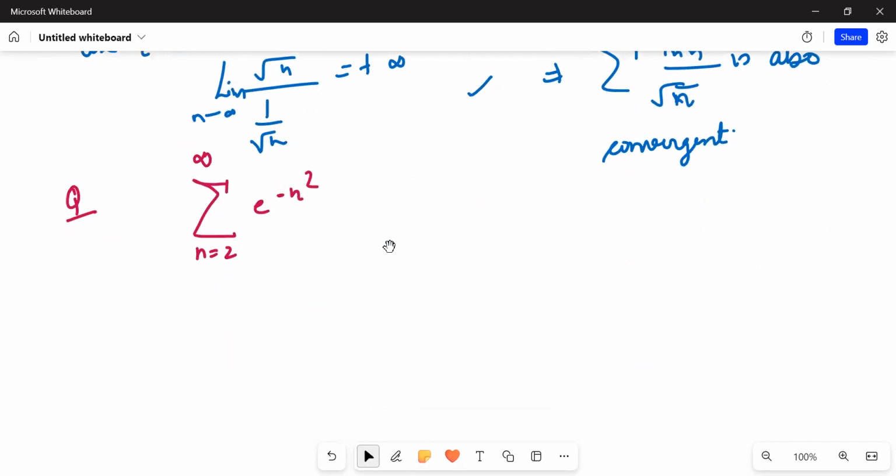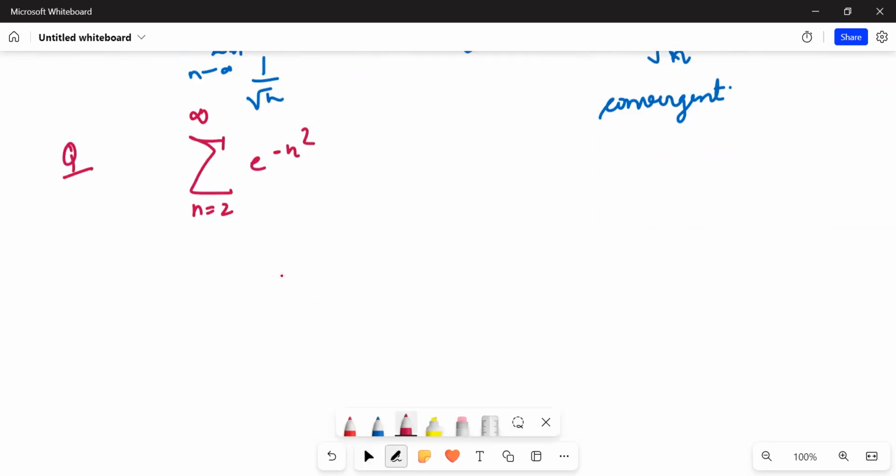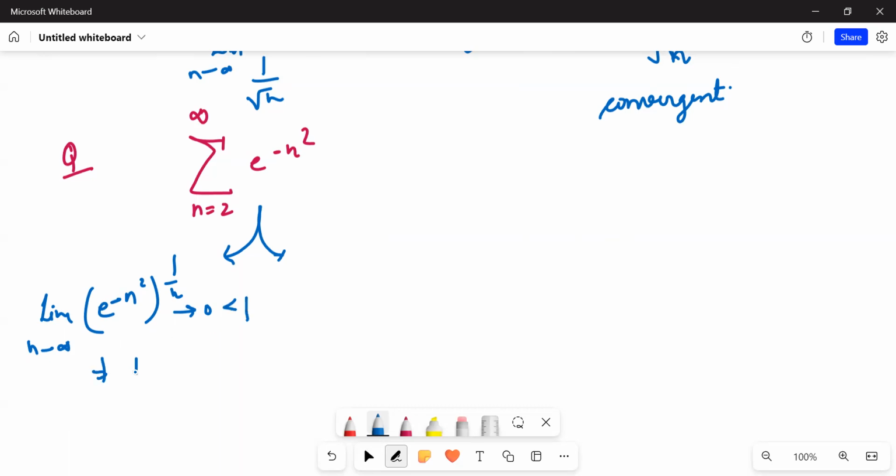So I taught you a few more methods. One of the methods, if you remember, was the root test. So according to the root test, the limit as n tends to infinity of e raised to power minus n square, whole raised to power 1 upon n, will go certainly to 0, which is certainly less than 1. So clearly this is convergent by the root test. So by the root test, the series summation e raised to power minus n square is convergent.